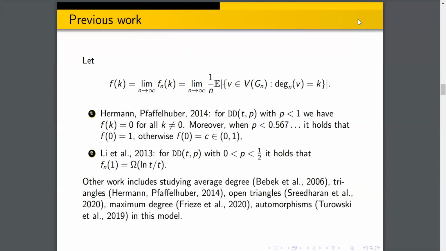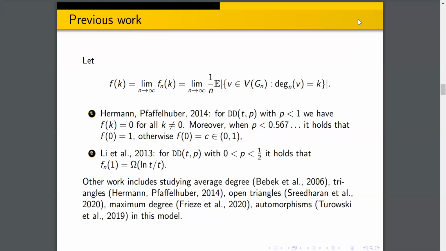What we may study more, that other work includes studying average degree, expected number of triangles, number of open triangles, maximum degree, number of automorphisms in this model. And there is some work which was done, and some work to be done. But this time we concentrated still on the degree distribution.